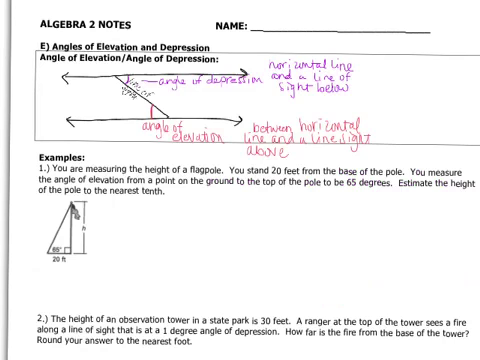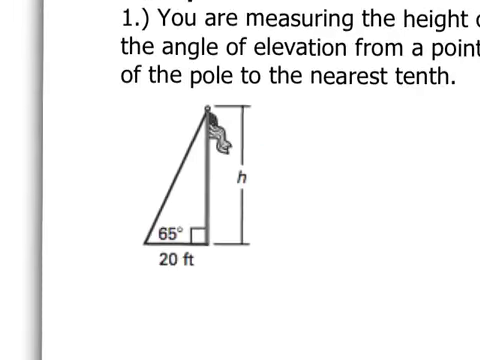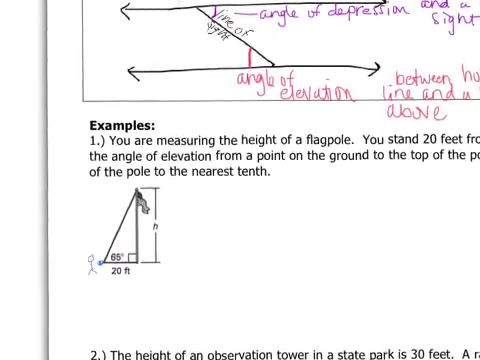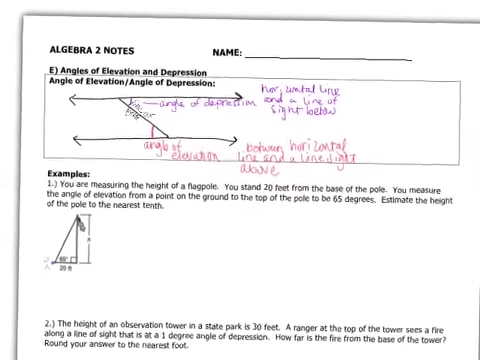Let's look at the first example. It says you are measuring the height of a flagpole. You stand 20 feet from the base of the pole. You can see that that information is marked on your picture. This is you, you're standing at that point, 20 feet from the base of the pole.